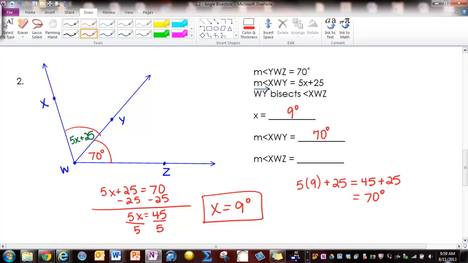And the last thing they want me to find in this problem is the measure of angle XWZ. Now that's the whole big angle together. So to find that big angle together, I'm just going to take the 70 plus another 70, because those are the two angles that make up angle XWZ, and that gives me 140 degrees.